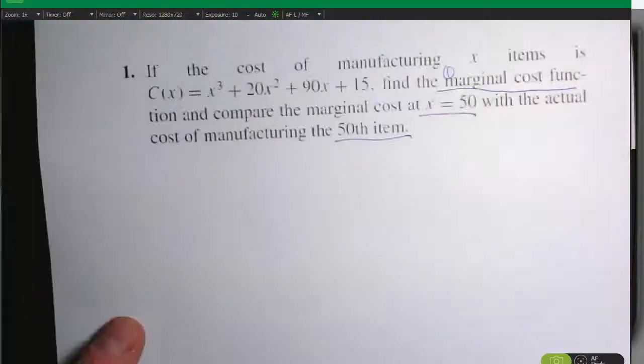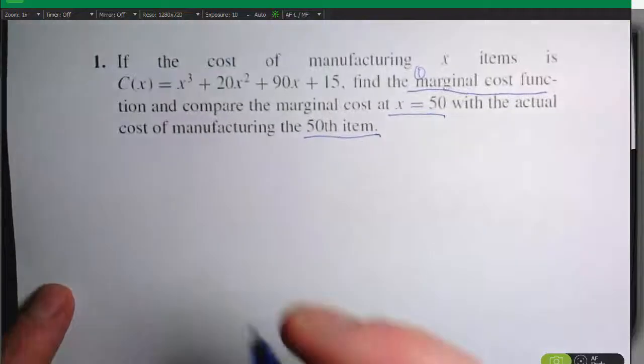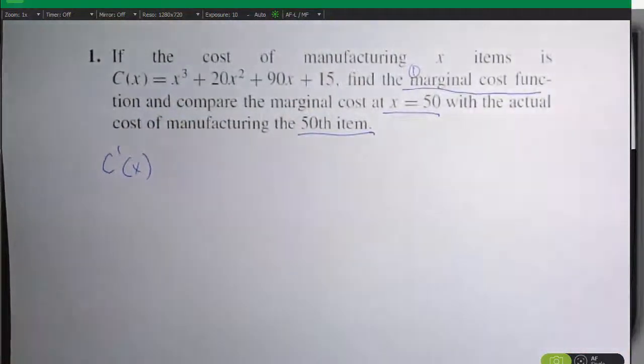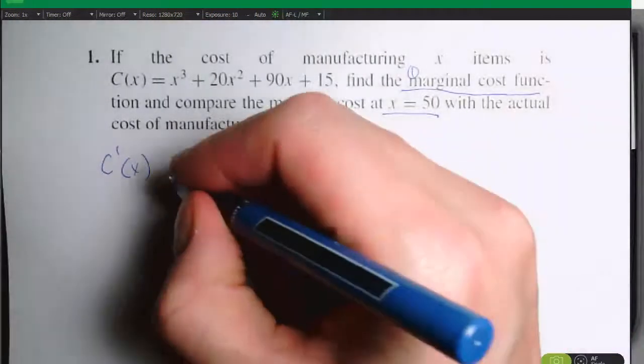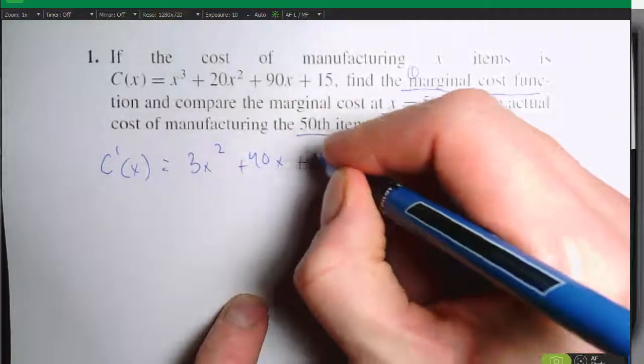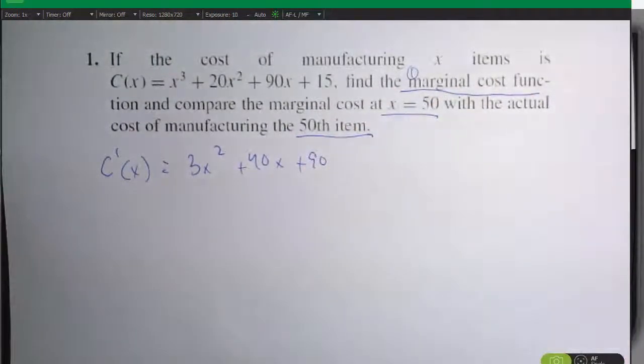It's just the derivative, and this is a polynomial function, so we just get to use the power rule. I do apologize, my handwriting's even worse in pen than it is in the smartboard marker. So there's our derivative, 3x squared plus 40x plus 90.